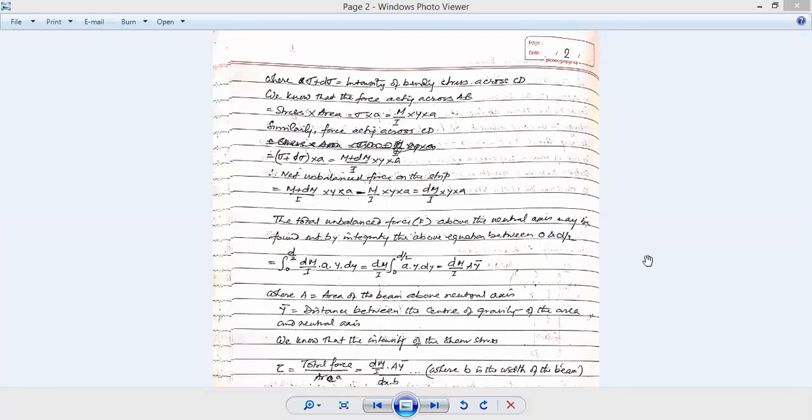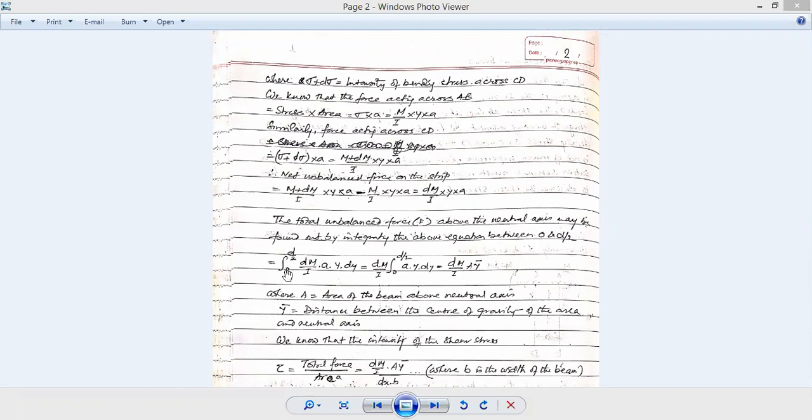So the total unbalanced force above the neutral axis we can find by integrating the above equation between 0 and d by 2. Here d by 2 is half of the height of the cross section, and a is the area of a strip of the cross section above the neutral axis. We are integrating the distance from 0 to d by 2. Zero is the position at the neutral axis, and d by 2 is the maximum distance, meaning the outermost layer of the beam.